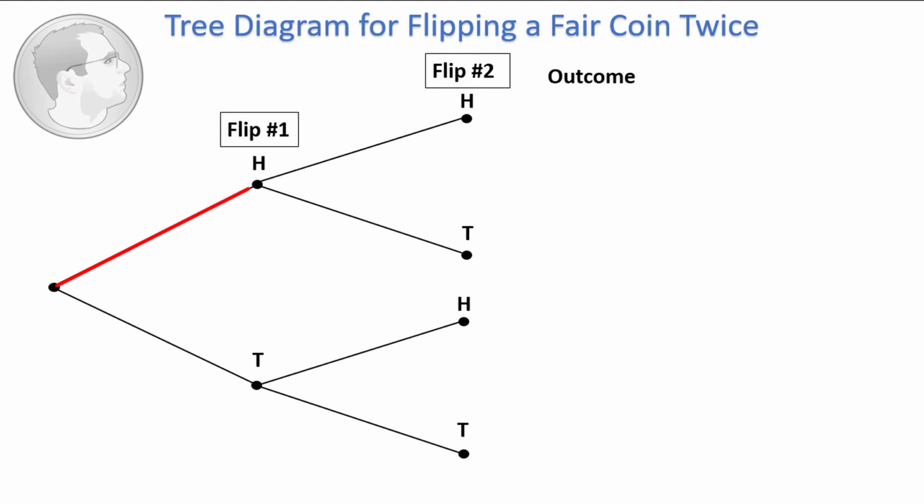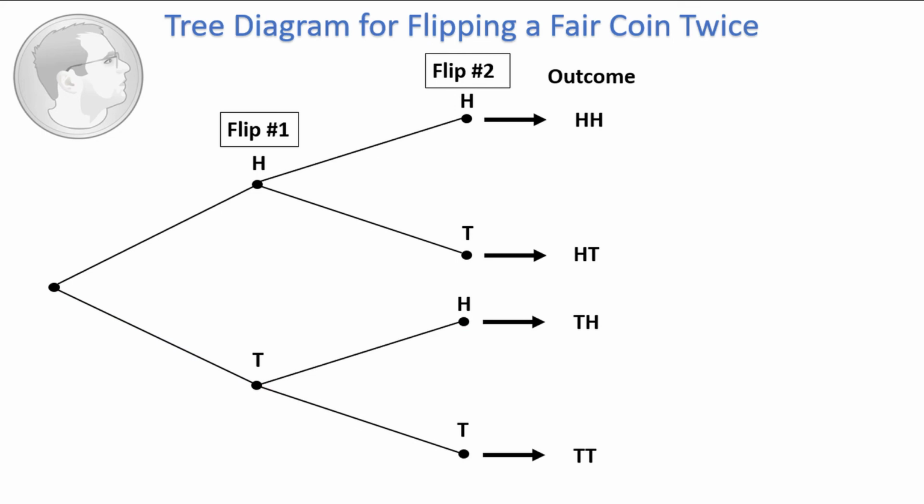This path represents flipping heads twice, so we label it as HH. This path represents flipping heads and then tails, so we label it HT. Then we have TH and TT. We also write the probability of each event on the branches.